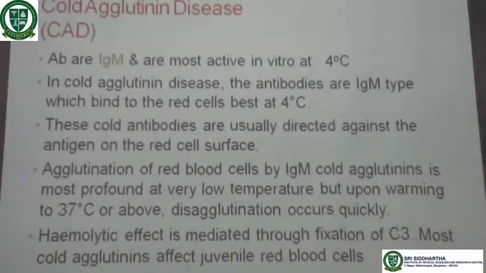The hemolytic effect is mediated through fixation of C3. Most cold agglutinin disease affects juvenile red blood cells, not old red blood cells. We see vascular obstruction, pallor, cyanosis. Also, body parts exposed to the cold temperature, that is Raynaud's phenomena. In Raynaud's phenomena, when the patient is exposed to extreme cold temperature, you get cyanosis of the body part exposed to cold temperature, also pallor.